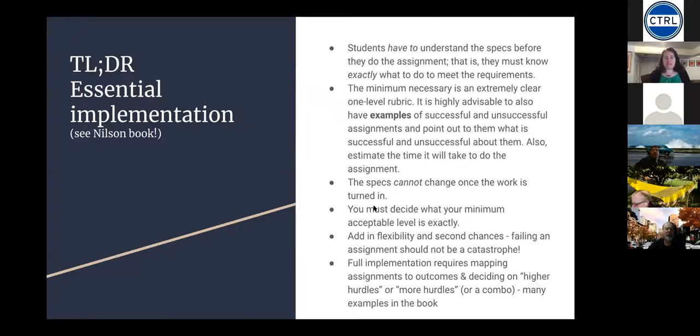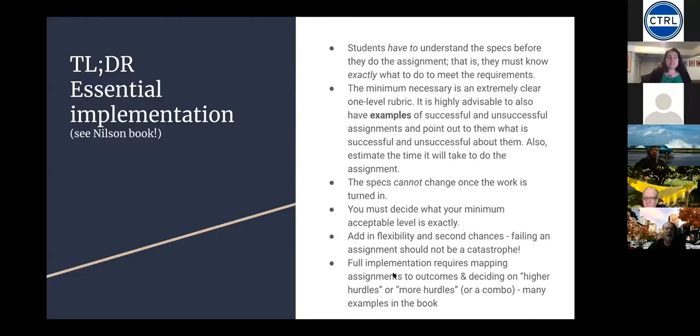But that differs for different people. So basically you decide what the bar is for a pass and design your one level rubric around that. There needs to be some kind of flexibility. So I'll talk about my token system.